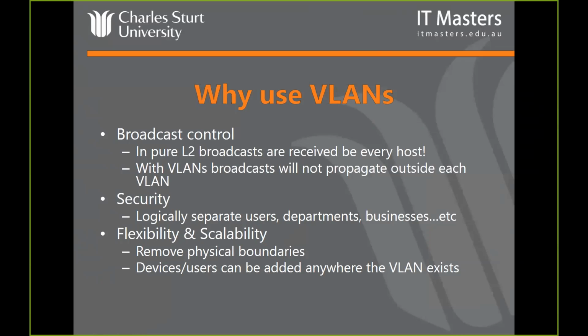And flexibility and scalability. It removes physical boundaries. Devices and users can be added anywhere the VLAN exists. For instance, you can have 10 buildings, each with a single switch in them. Those switches are connected by fiber. You can create VLAN 1 on every switch if you want to, VLAN 2 on every switch, VLAN 3 on every switch, and it doesn't matter whether your hosts are in building 1, 2, 3, 4, 5, 6, 7, 8, 9, or 10. If they're a member of VLAN 3, they will be able to talk to each other.